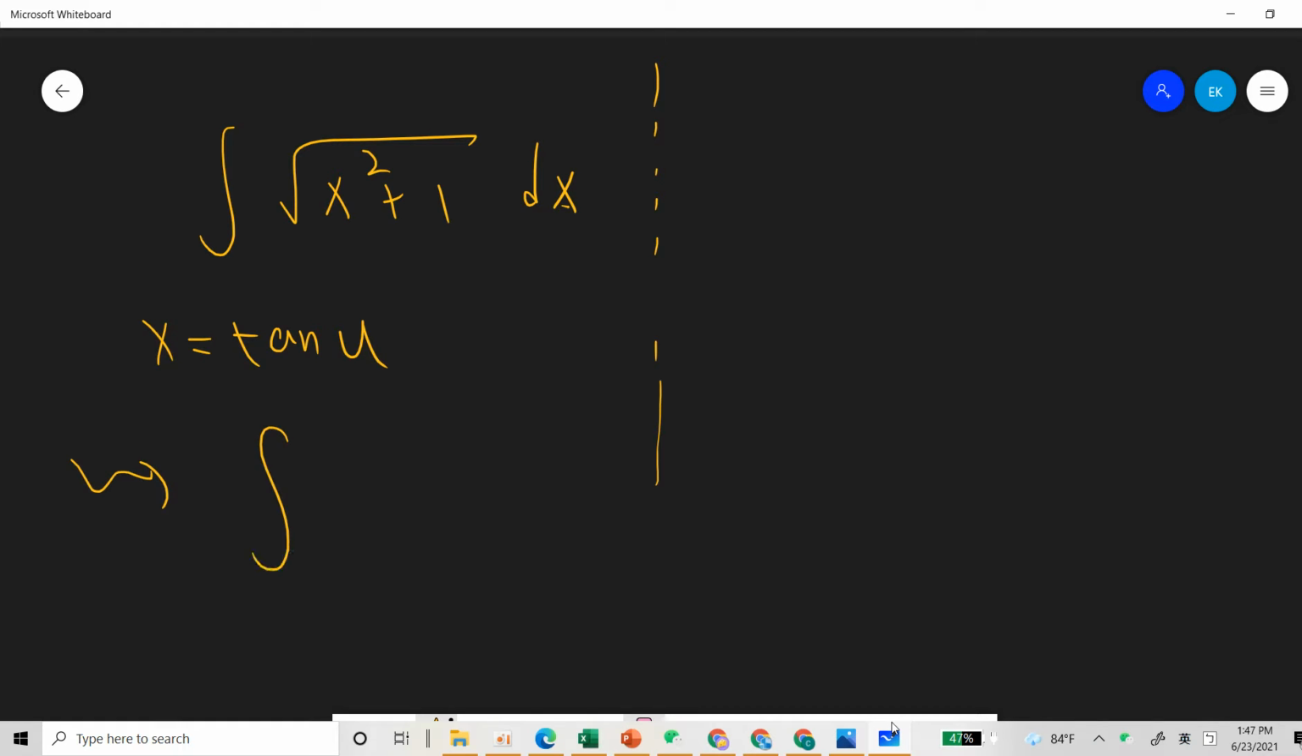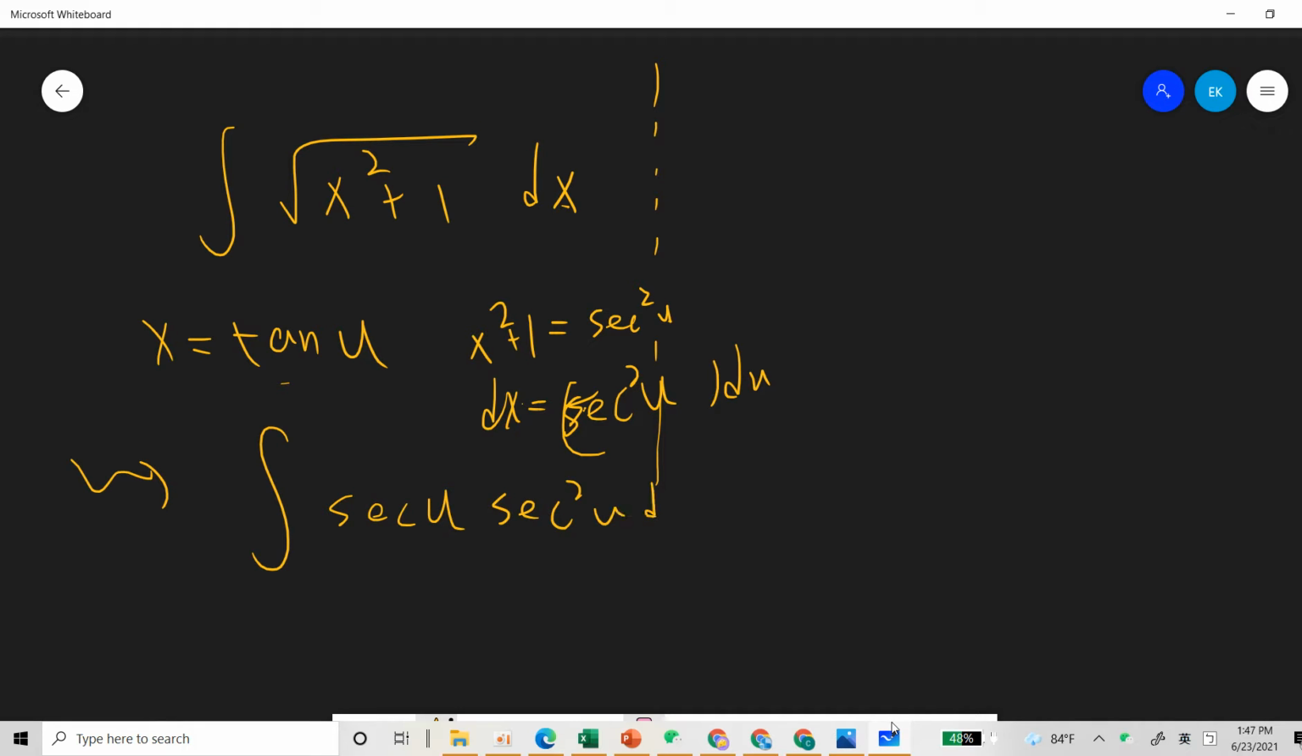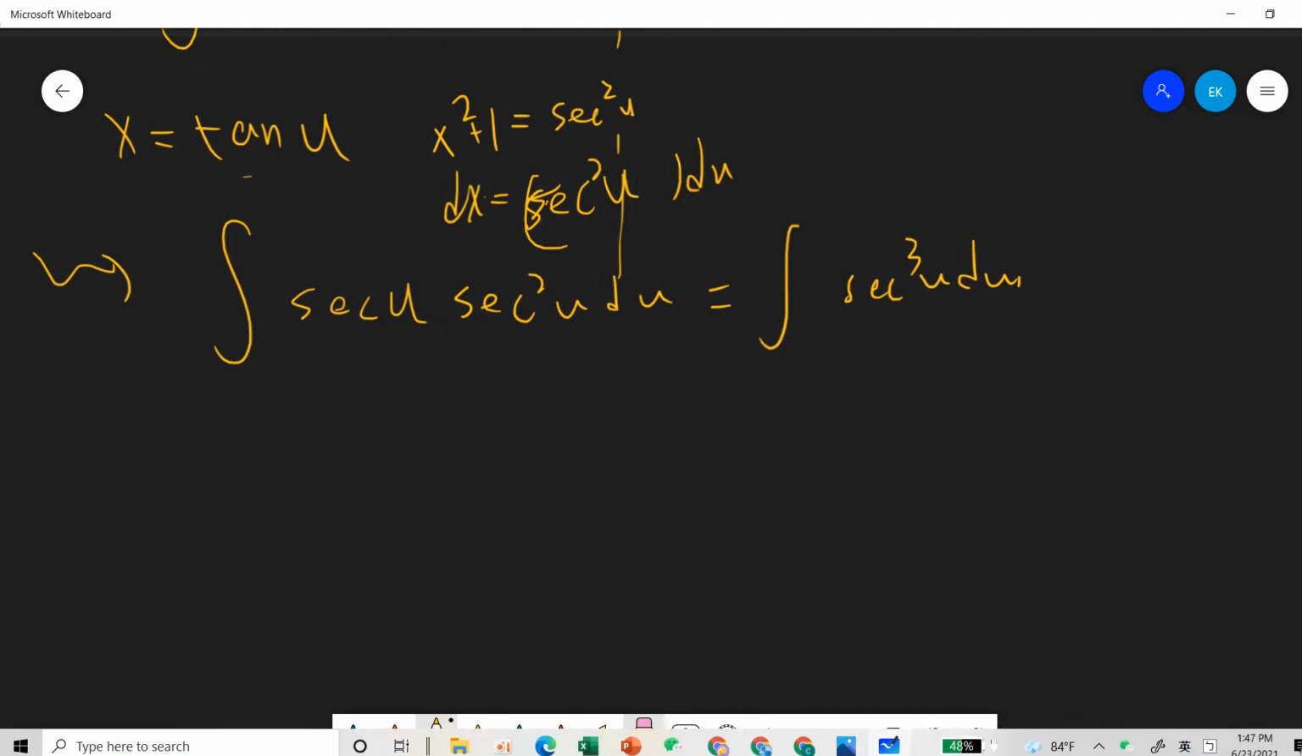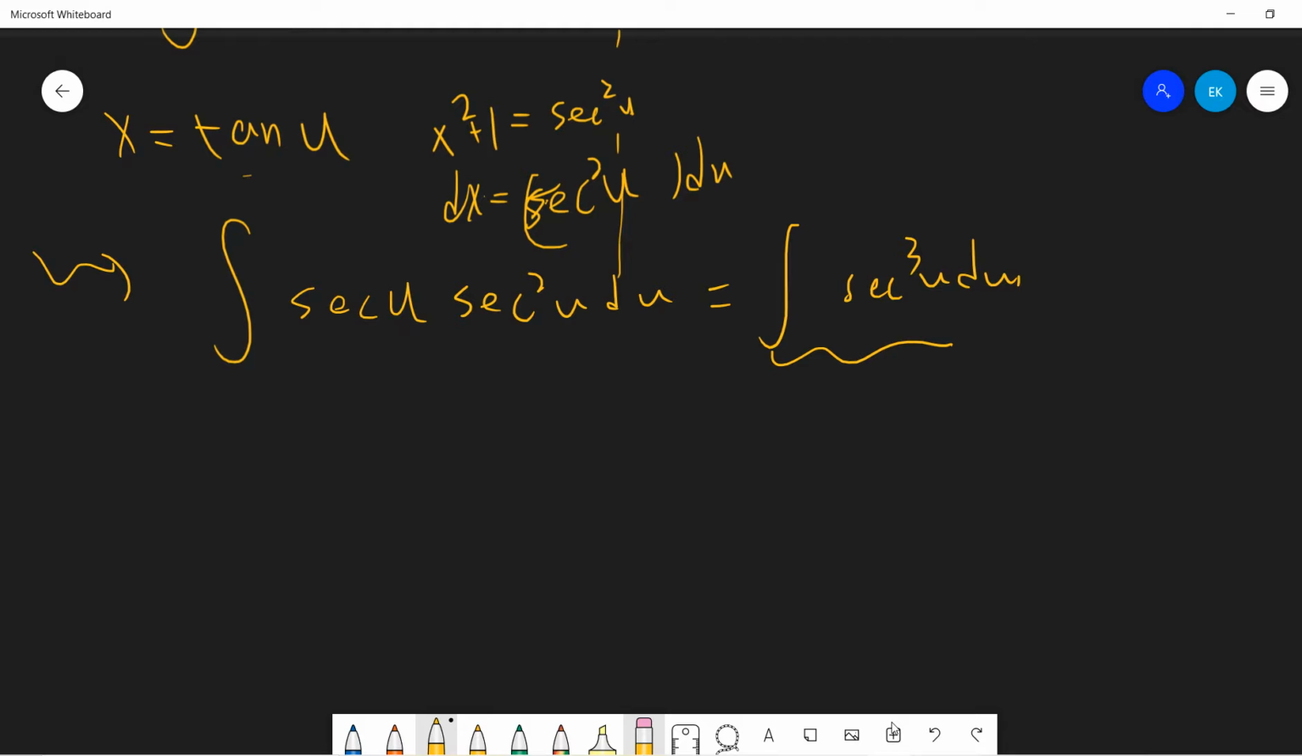So the square root of x squared plus 1 will be secant u, and dx will be secant squared u du, since the differentiation of tangent is secant squared. So let's see, the original integral becomes secant u times secant squared u du. So it's secant cubed u. And you can see my other video to compute this.